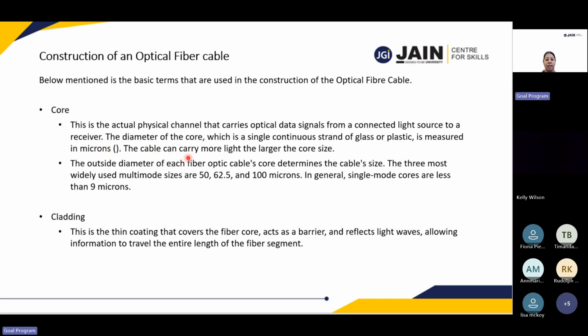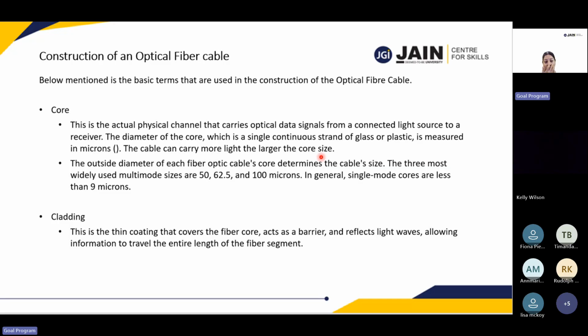The cable can carry more light the larger the core size is. If the core size is more, you are able to transmit a large amount of data. The cable can carry more light the larger the core size.